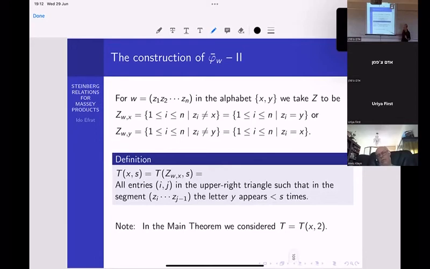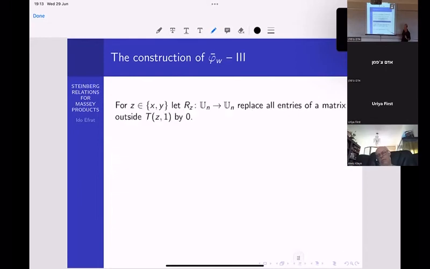Okay. So we can also make the same definition with X and Y interchanged, and we get here two filtrations of U_N. One filtration corresponds to these sets, V^X_1, V^X_2, and so on, and the other is V^Y_1, V^Y_2. The last part of the construction.